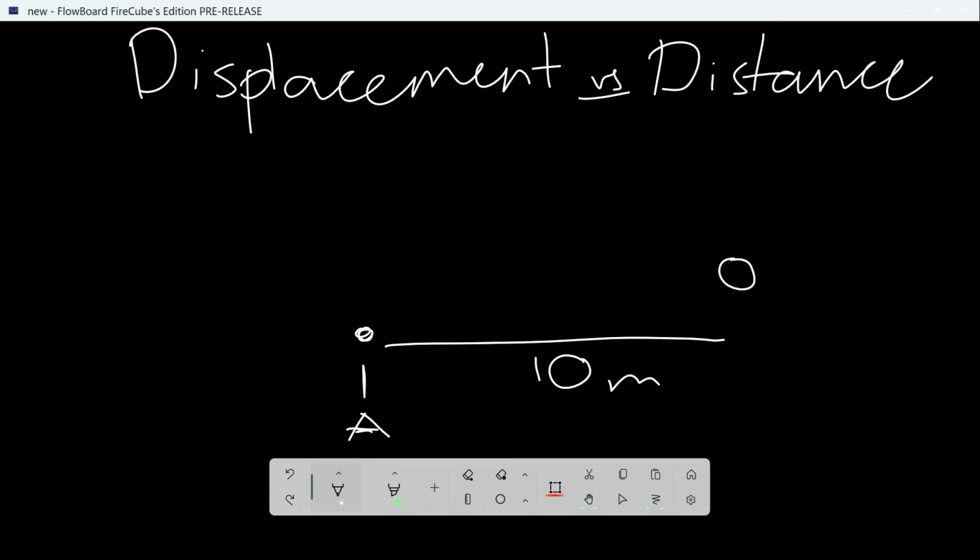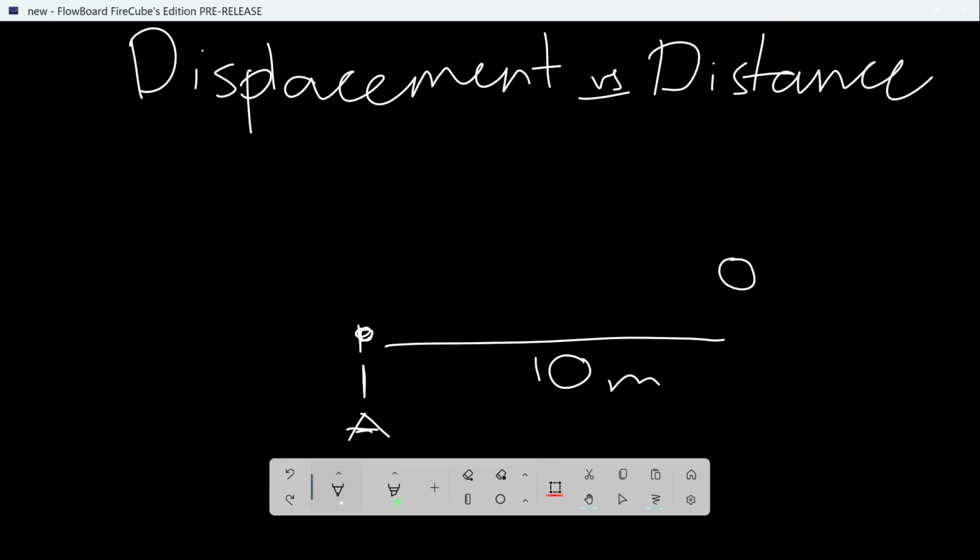The distance is the path that it has traveled over, or it has rolled over. So it has rolled over this distance of 10 meters. And then the displacement will be how far away it is from this starting point. So it has rolled over a distance of 10 meters, and it's also 10 meters away from the starting point.